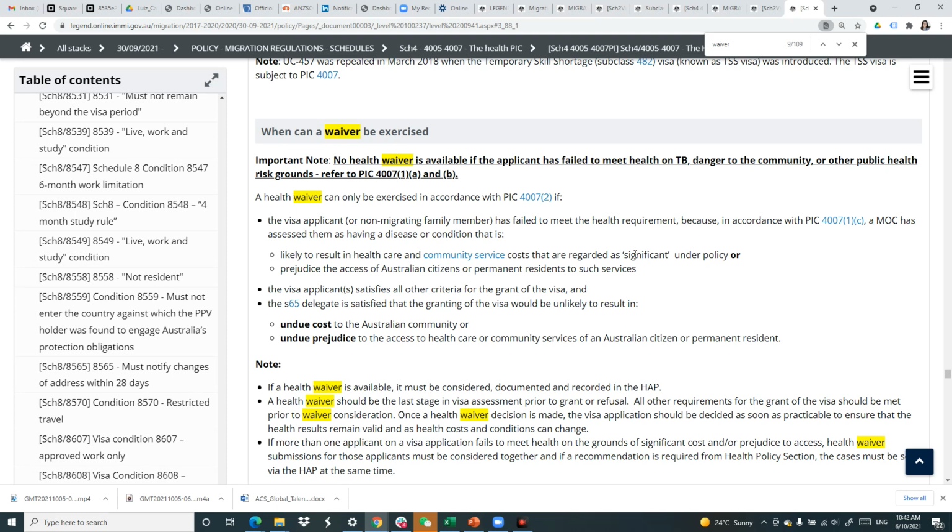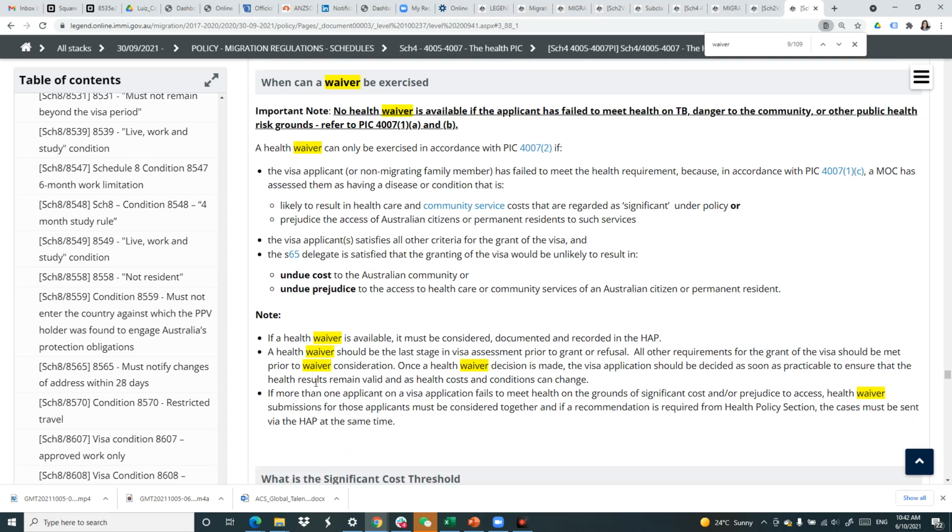So a whole waiver submission is about addressing everything to persuade the department to give us a waiver, or prejudice the access of Australian citizens or permanent residents to such services. So we can tell them, no, we are unlikely to result in a significant cost to the community, and we are unlikely to prejudice access of Australian citizens and permanent residents to such services. And then it will not be an undue cost to the Australian community or undue prejudice. Then they can waive it.